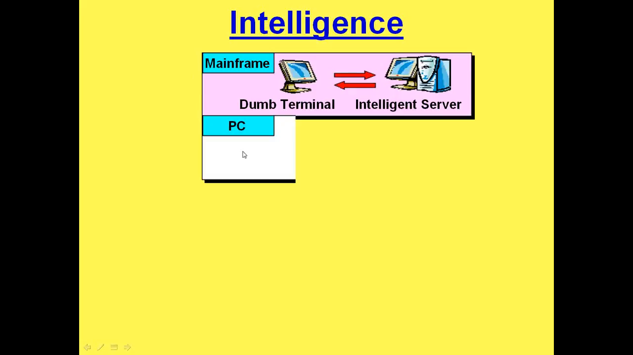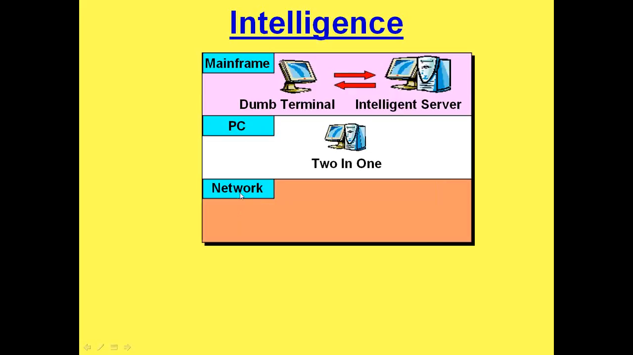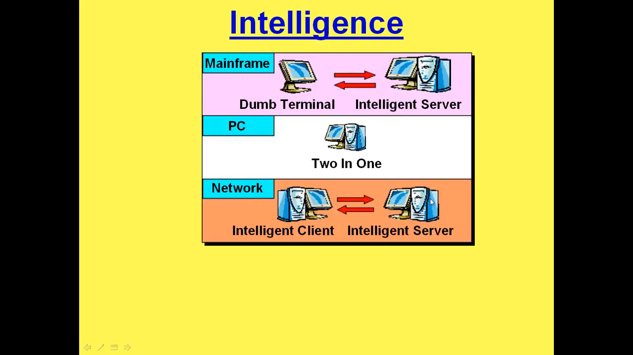But as the technology grew, you got the PC, personal computer, a 2-in-1: this will act as a server and this will act as a client. Then you got the network. Network again means one client, one server. Client will send a request to the server, and the server understands the request and sends the response to the client. Here network means local area network, where you can connect one room to another room, or one building to another building.